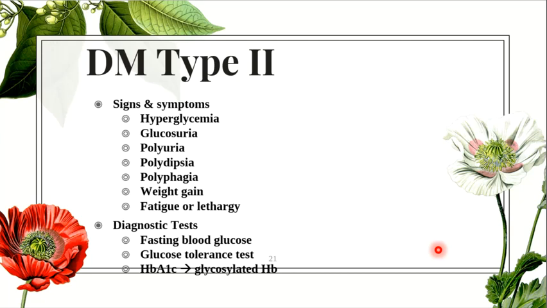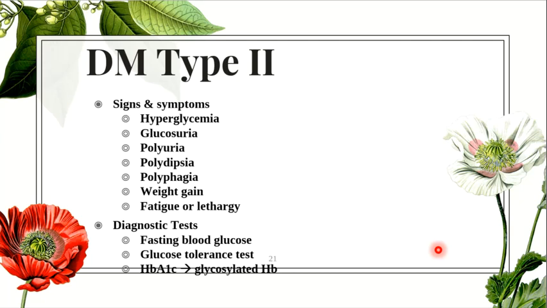That is shorter DM type 2. Okay, what are the diagnostic tests? You can do a fasting blood glucose, that's the confirmatory one. With fasting blood glucose, if it comes raised, there is a 90% chance that the individual is having diabetes mellitus.